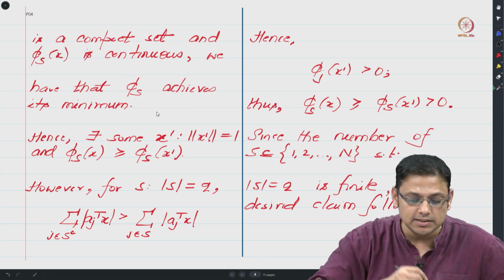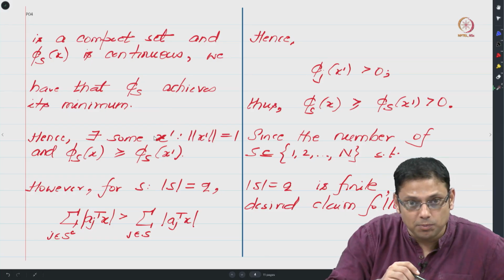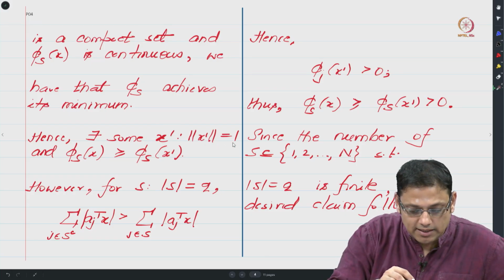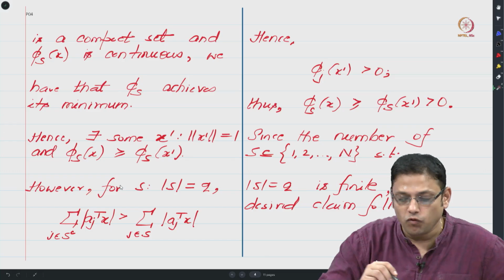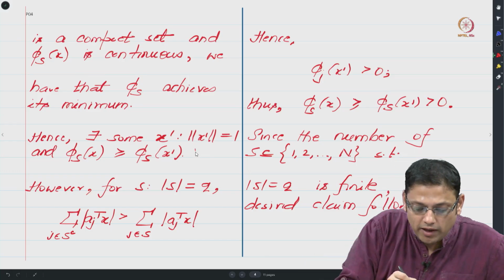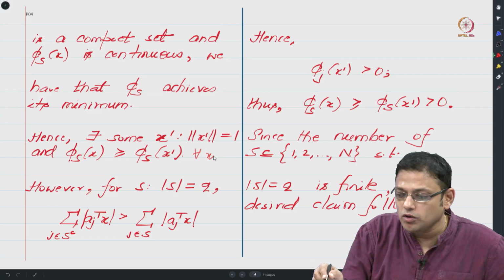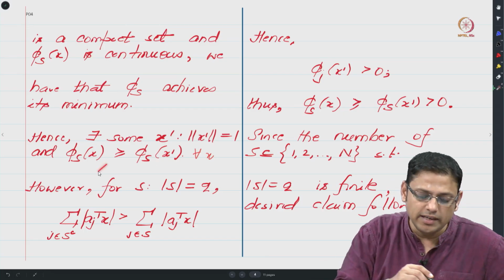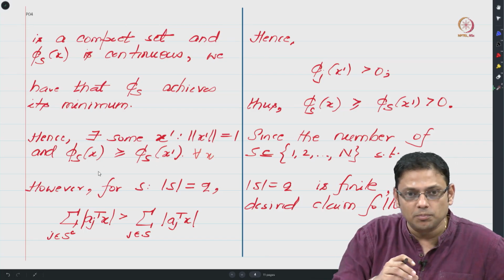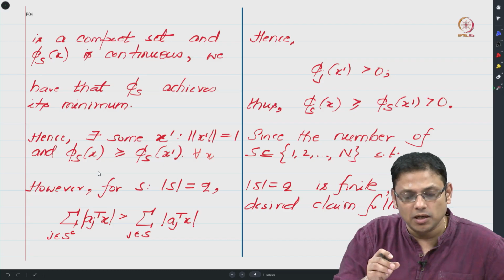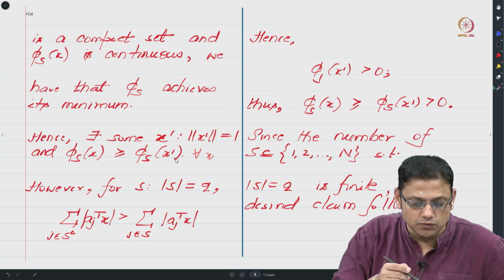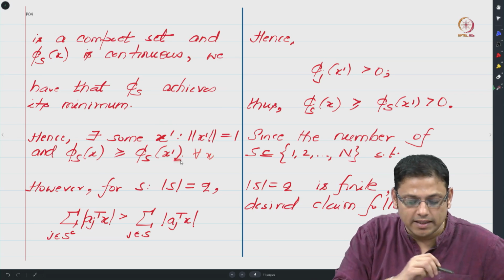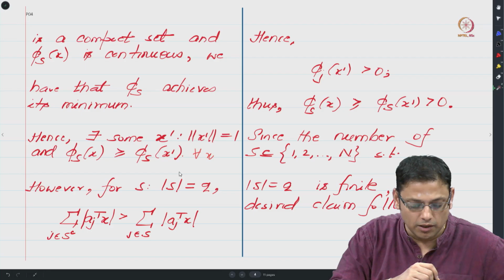Achieves its minima means that there is a specific point x prime lying in the set, that is, the Euclidean norm of x prime is 1, and phi_S of x is greater than or equal to phi_S of x prime for every other x, right. That is what we mean by achieves its minima. Often there will be a minimum value of phi of x, but there could be no point that achieves it. Is this okay? But since we have a continuous function on a compact set, one can conclude that there exists some x prime such that this inequality holds.